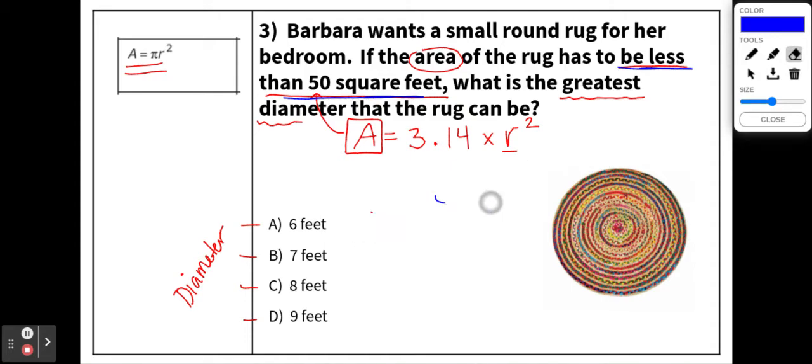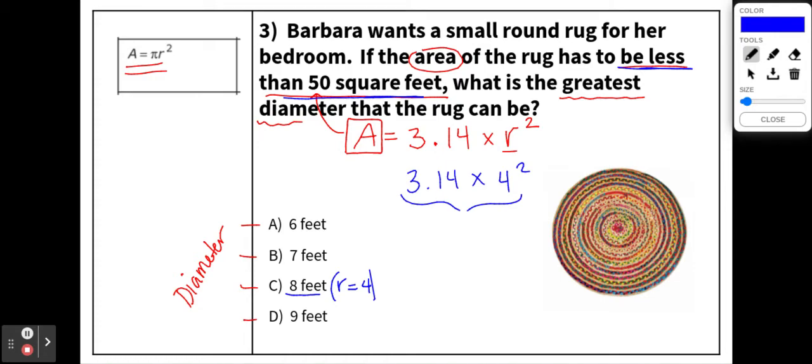Let's see. Let's go a little bit bigger than that here. Maybe let's try 8 feet. That would be a radius of 4. Let's see what happens when we plug a radius of 4 in. So let's go with 3.14 times 4 squared. Let's see what happens there.